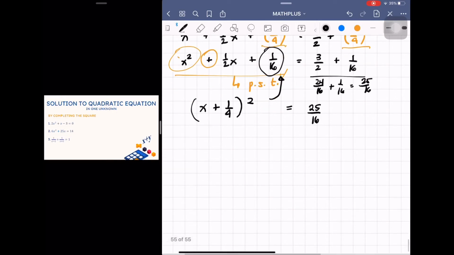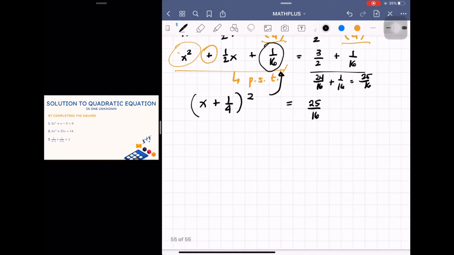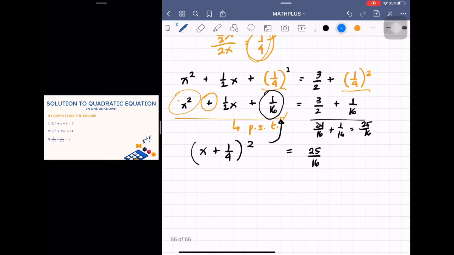In that sense, what's the next thing to do? The next thing to do is free the left side of the equation, or solve for x. We do that by simply taking the square root of both sides. That will produce x plus 1/4 is equivalent to, of course, if you take the square root of a constant, that produces a positive and negative answer. So that's positive negative 5 over 4. Take the square root of 25 over 16, that's 5 over 4.